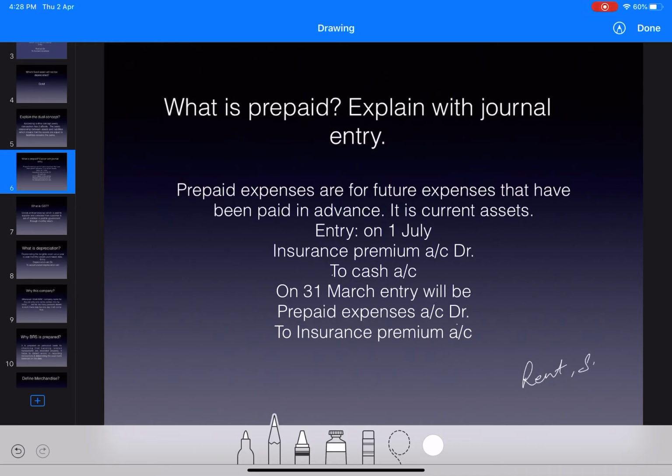All right, so an example for this is like rent. Sometimes we have paid salary, but even then no one pays salaries in advance, so we don't consider it. So suppose, let's take an example for this.